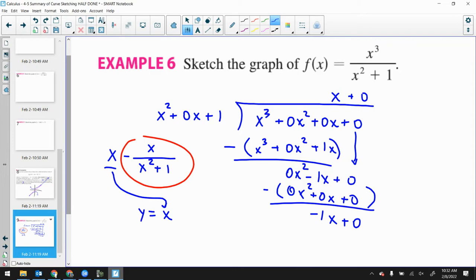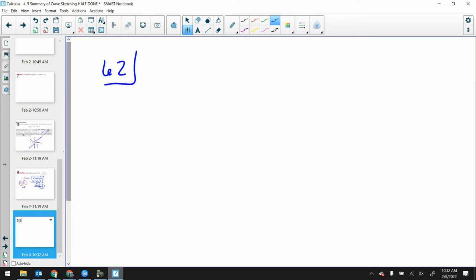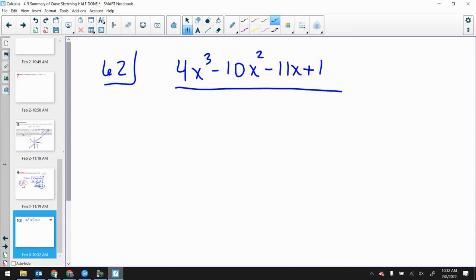Okay. Let's do another one of those, shall we? I've got this problem. This is actually 62 from your homework. Problem 62 from your homework: 4x cubed minus 10x squared minus 11x plus 1 over x squared minus 3x. And I think like 61, 62, 66, they just say, find the slant asymptote. Those aren't graphing ones, if I remember correctly. Just find the slant asymptote.